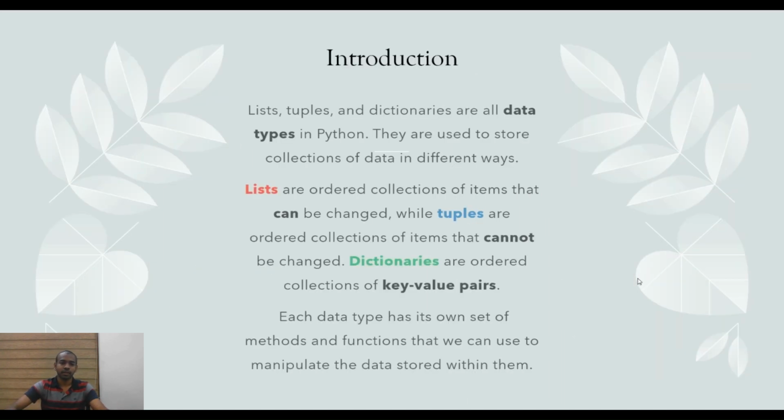Let's get started. Lists, tuples and dictionaries are all data types in Python. They are used to store collections of data in different ways. Lists are ordered collections of items that can be changed, while tuples are ordered collections of items that cannot be changed. And dictionaries are ordered collections of key value pairs. Each data type has its own set of methods and functions that can be used to manipulate the data stored within them.